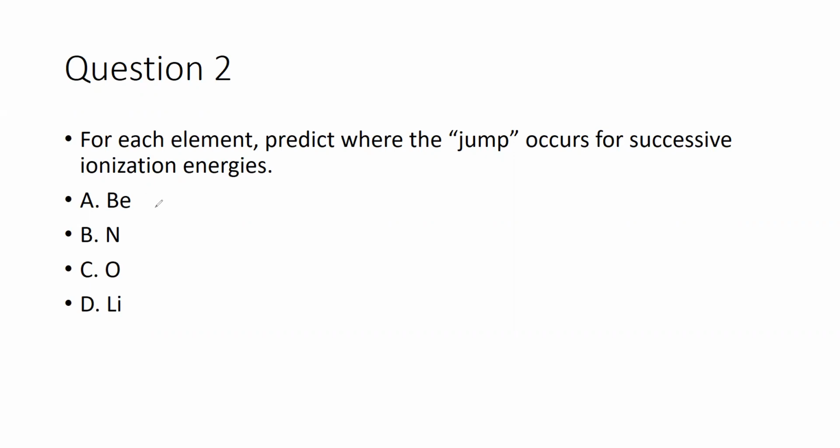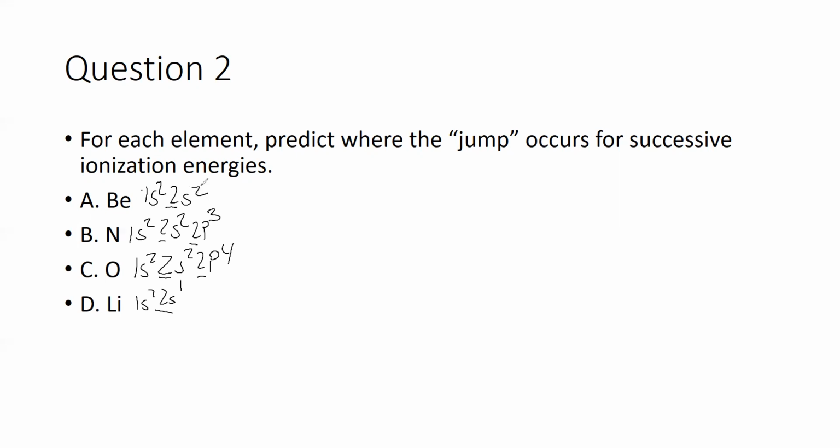So I'm going to just write out the electron configurations. Beryllium 1s2, 2s2. Nitrogen 1s2, 2s2, 2p3. Oxygen 1s2, 2s2, 2p4. Lithium 1s2, 2s1. I'm going to underline the energy level that's our valence level. You notice here it's always 2, but hopefully by now you realize it's not always 2. It depends on the element.